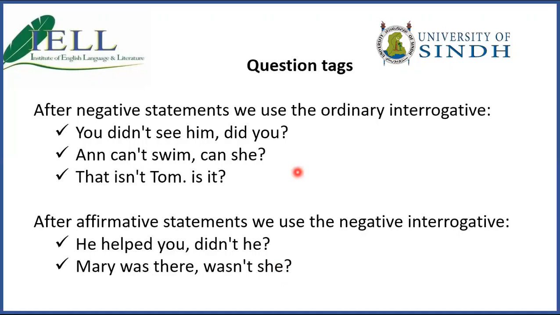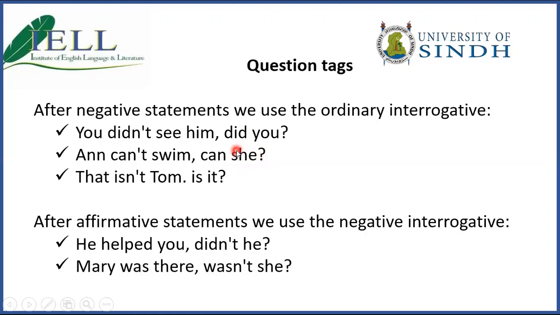All right, so here are the examples. Anne can't swim, can she? Okay, so we see the can is a modal here. Modal verb that we have already used. Anne can't swim. Okay, so we are taking this verb and we are putting it here.